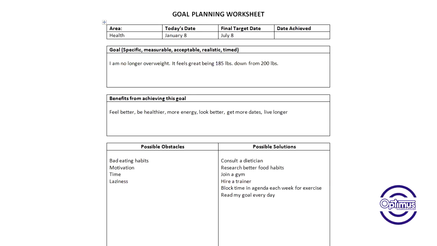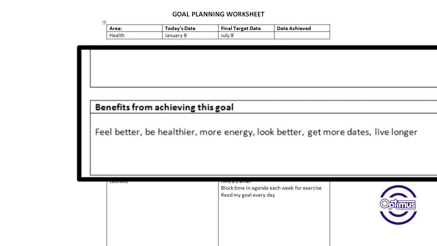The second step is identifying the key benefits for achieving this goal. You should be able to write down at least 5 benefits. The reason for that is that if you can't think of 5 things, then you probably don't have enough motivation to achieve this goal.